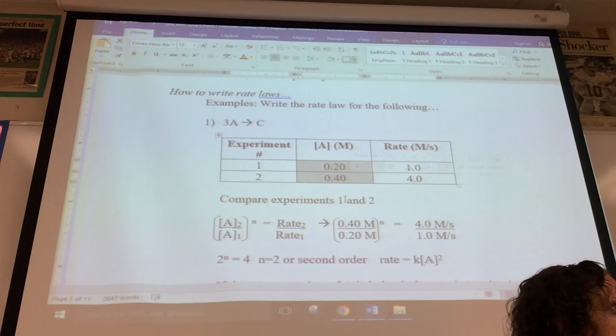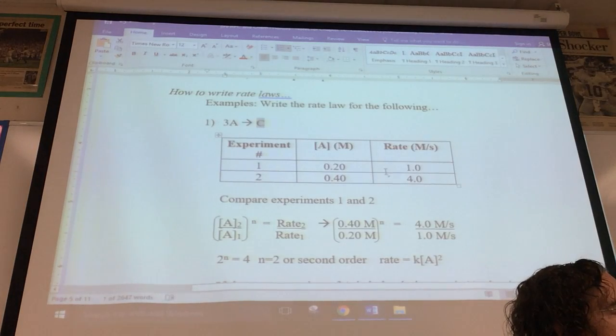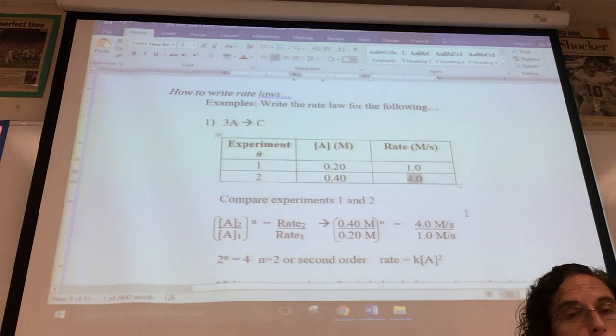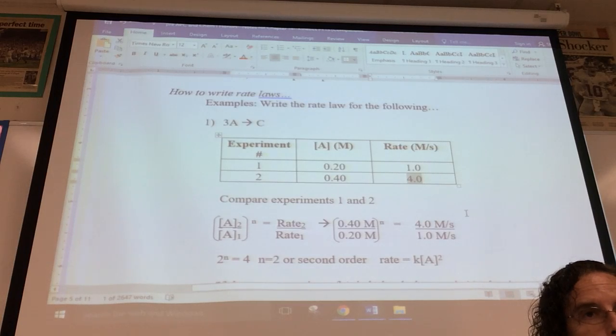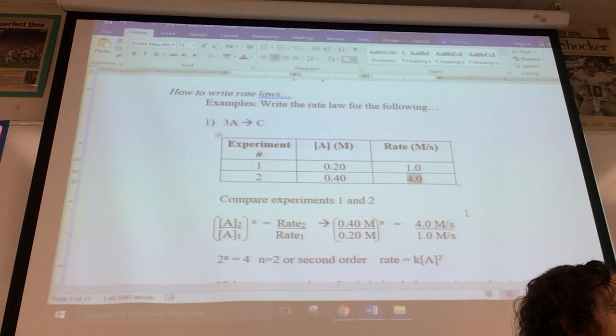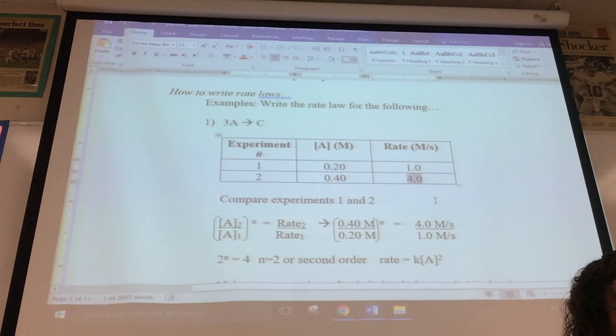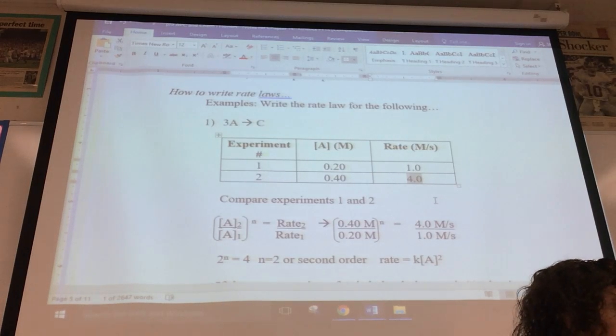It's doubled. The rate, and that's going to be the rate of formation of C, goes from 1 molar per second to 4 molar per second. So the rate increased by a factor of 4. 4 divided by 1 is 4. So when I doubled A, the rate increased by a factor of 4. So 2 to what power is equal to 4? Let's work it slower so you can see it.